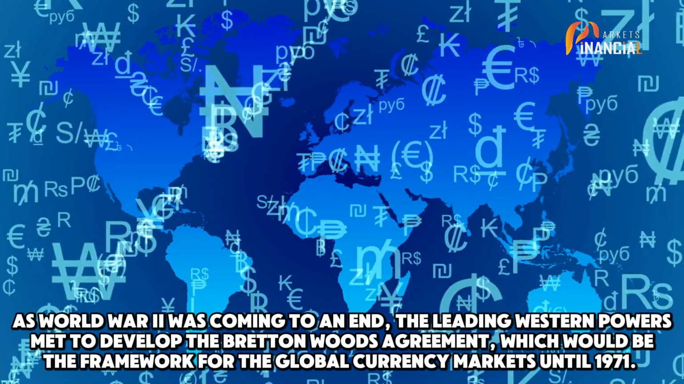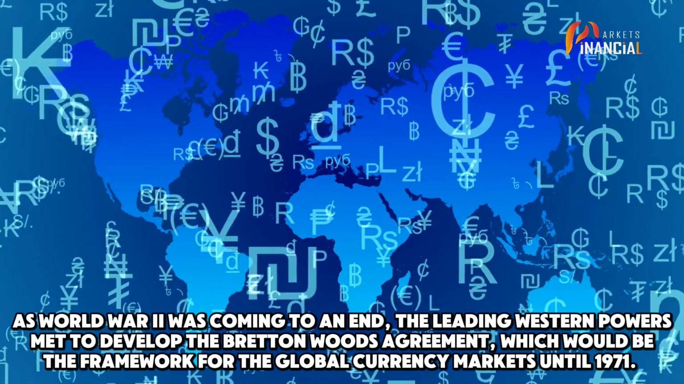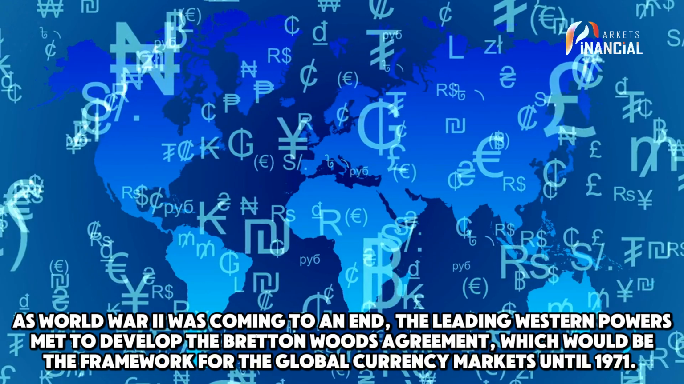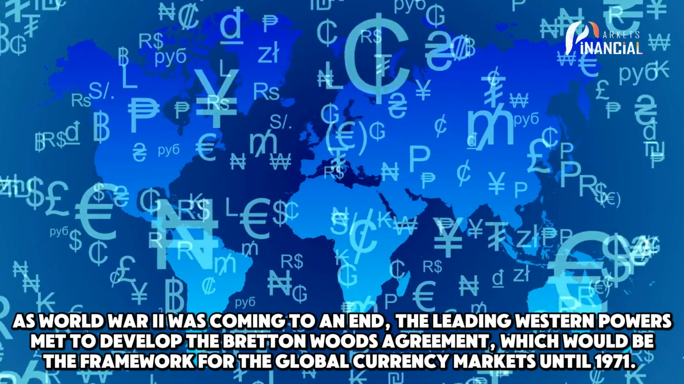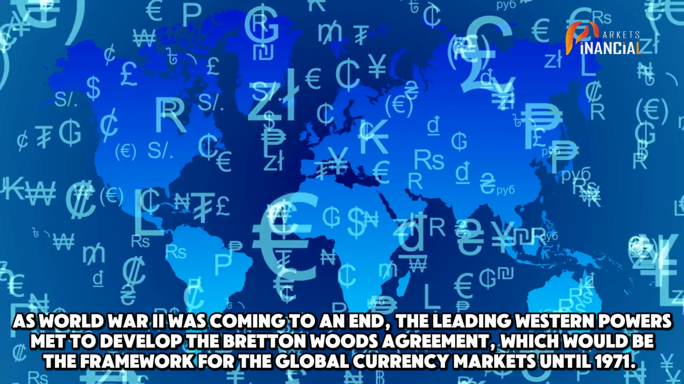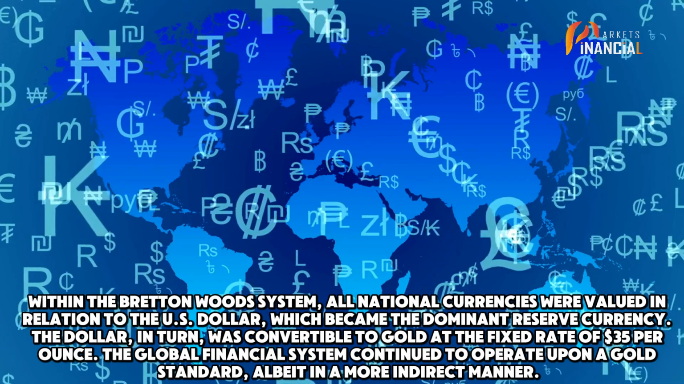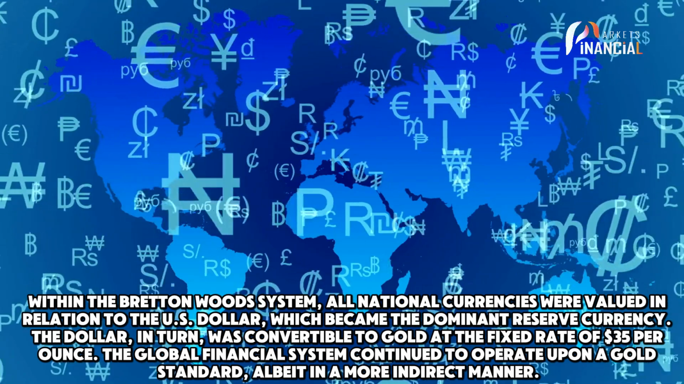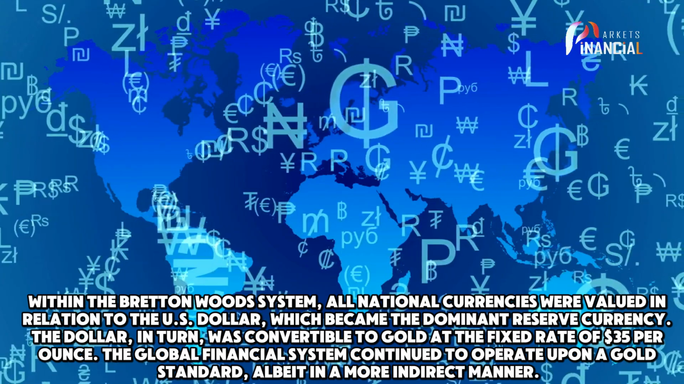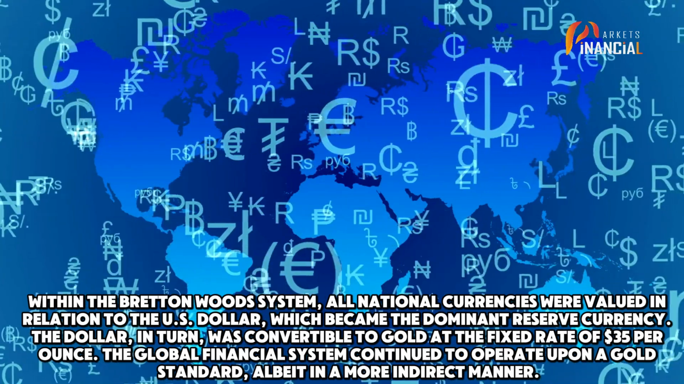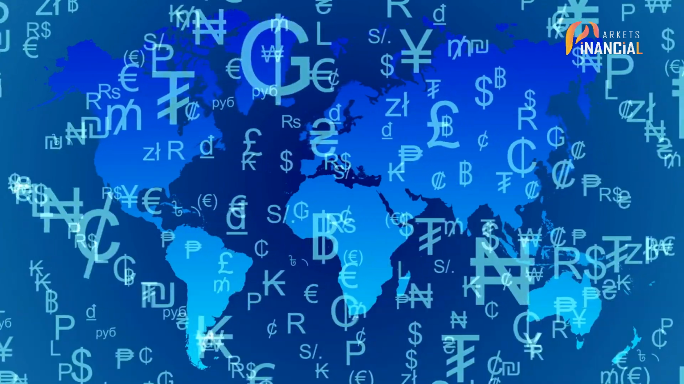As World War II was coming to an end, the leading Western powers met to develop the Bretton Woods Agreement, which would be the framework for the global currency markets until 1971. Within the Bretton Woods system, all national currencies were valued in relation to the US dollar, which became the dominant reserve currency. The dollar, in turn, was convertible to gold at the fixed rate of $35 per ounce. The global financial system continued to operate upon a gold standard, albeit in a more indirect manner.